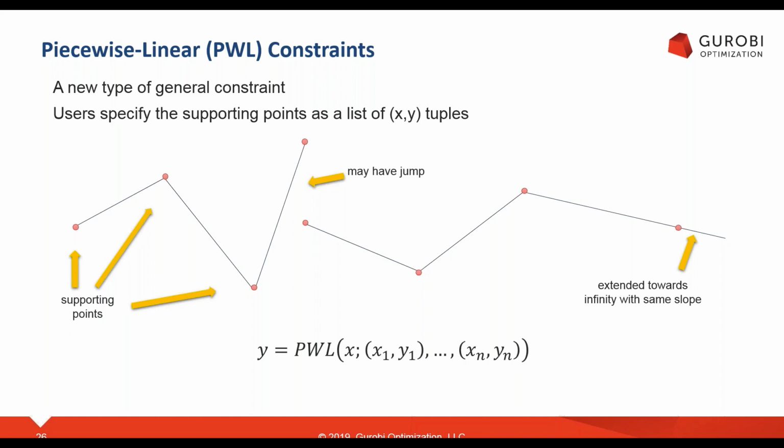So I'd like to point out that Gurobi supports jumps in this function. So this piecewise-linear function does not necessarily have to be continuous. It can have such a jump if two consecutive x, y tuples have the same x value but a different y value, then this defines a jump in the function. And Gurobi can also deal with an infinite domain of the x variable. So if x goes to infinity, then we just assume that the slope of the function is identical to the slope of the last piece that has been specified by the tuples.